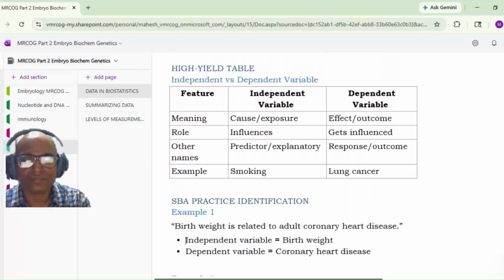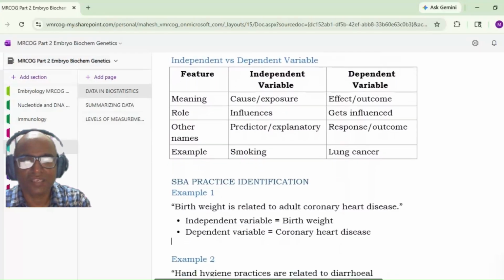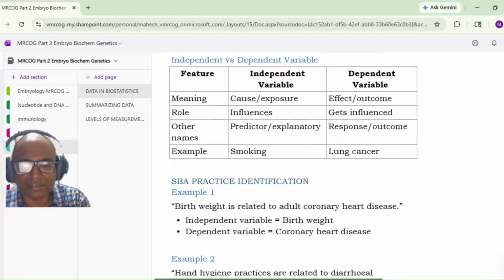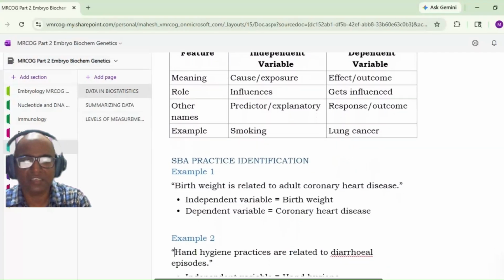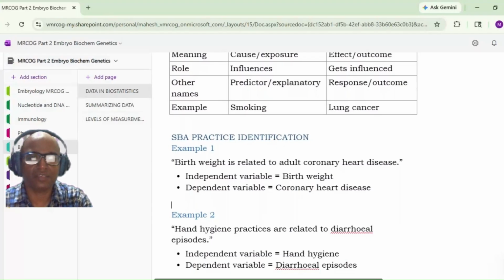Example 1. Birth weight is related to adult coronary heart disease. Independent variable is birth weight. Dependent variable is coronary heart disease. Okay, so this is the thing. They can ask you which is the independent variable and which is the dependent variable. It may be either low birth weight or high birth weight. In future, if they have studies having a hypothesis like that, here the independent variable will be the birth weight, while the dependent variable will be coronary heart disease. Okay, second example.